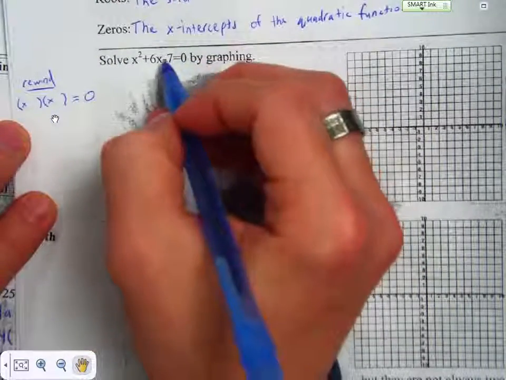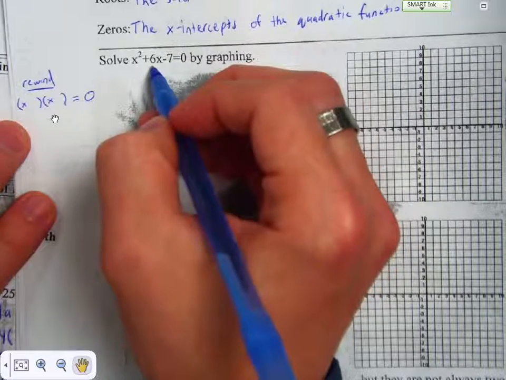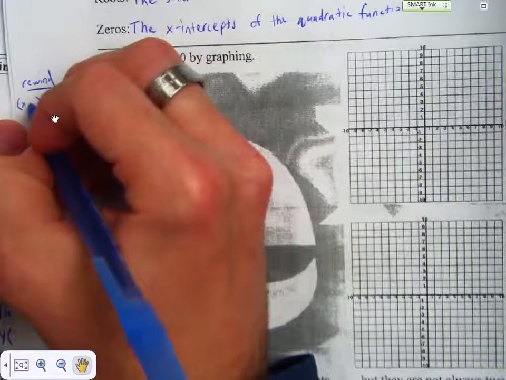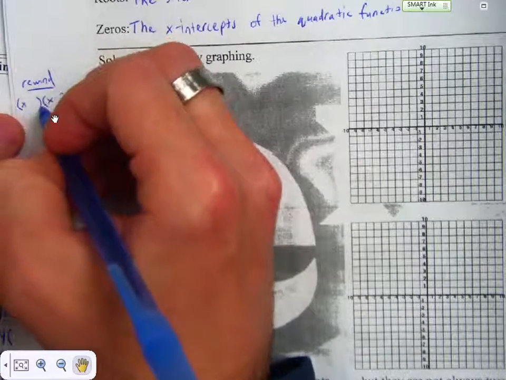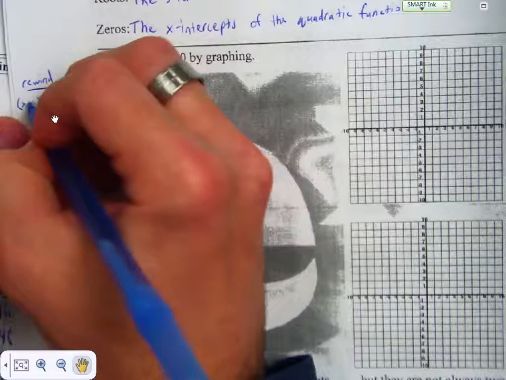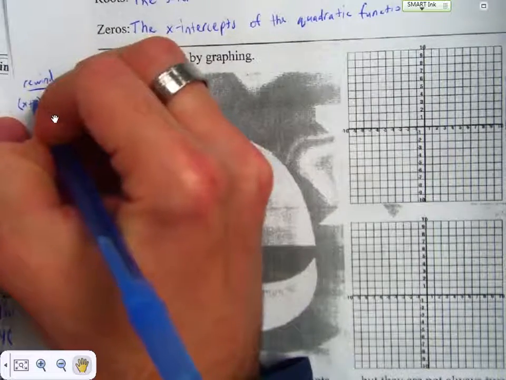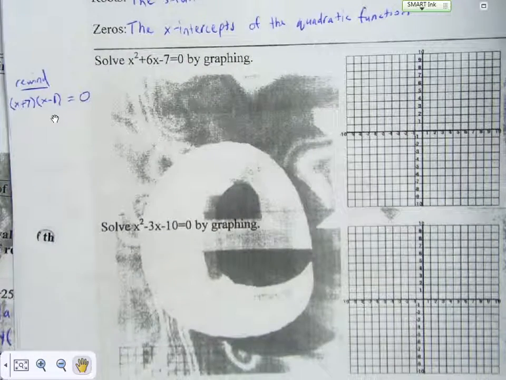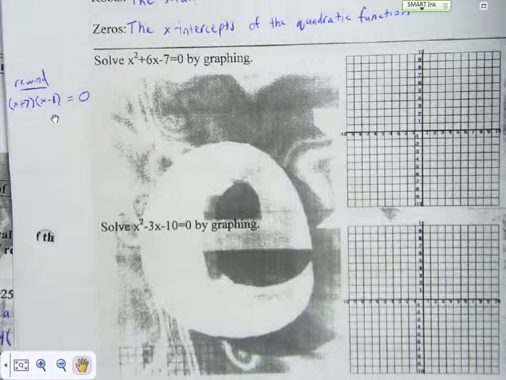Two numbers that will multiply to negative 7 and add to 6. Something with negative 1. I'm thinking it's actually going to be positive 7, negative 1. Now let's just double check and make sure. The outside plus the inside should give me that 6x, and negative 1x plus 6 or 7x does give me 6x. So if I FOIL this, it would get me right back to this quadratic equation.